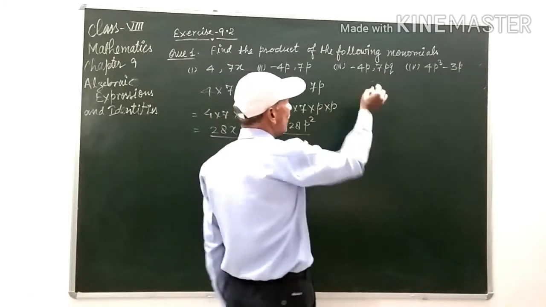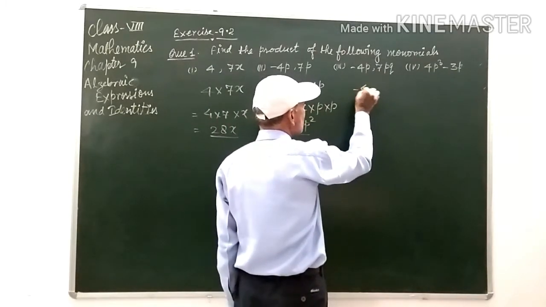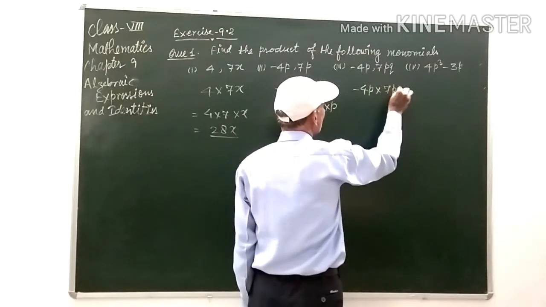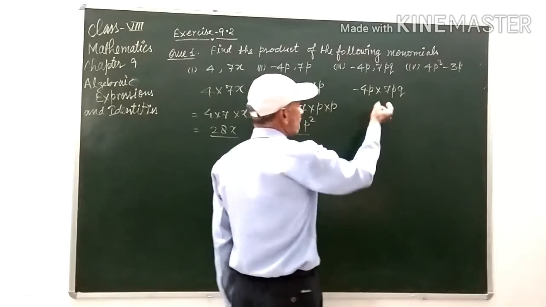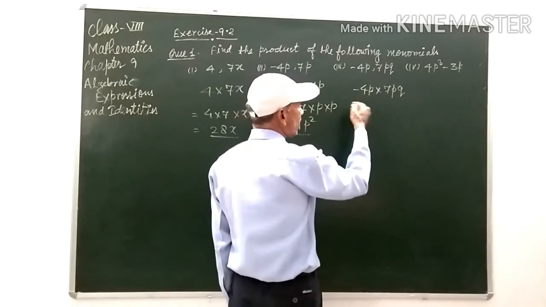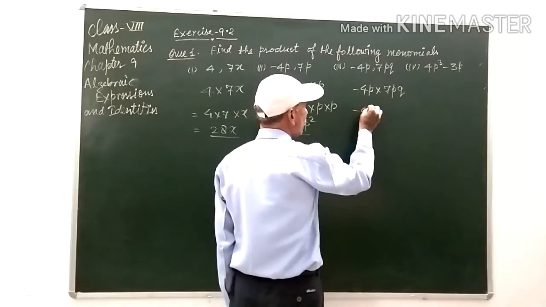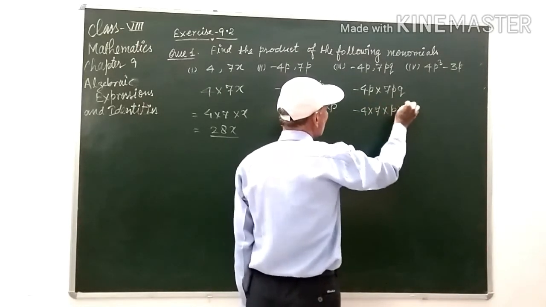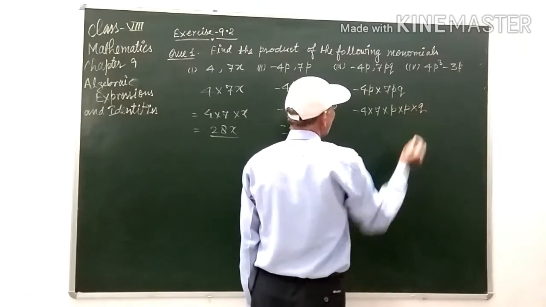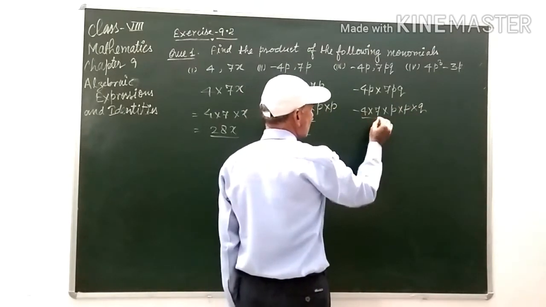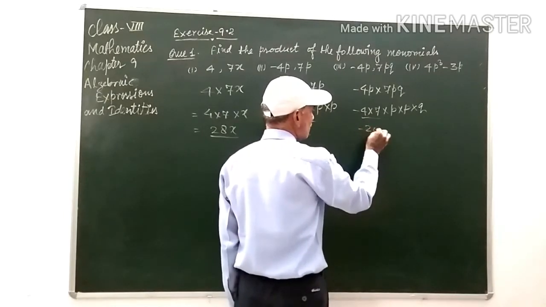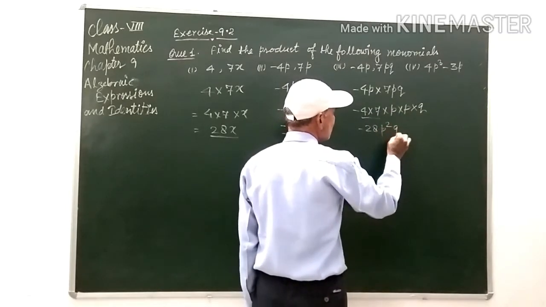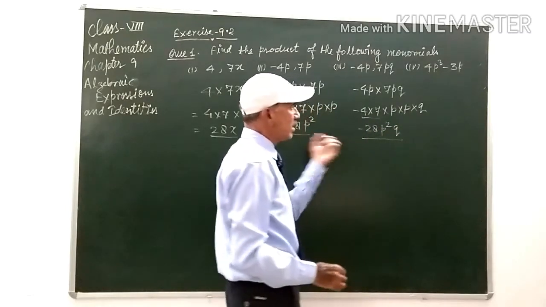And third part, that is minus 4p into 7p cube. Separate these numbers on one side, that is minus 4 into 7 into p into q. And 4 sevens are 28, minus 28, this one p square, p into p, and this q. So this is the answer.